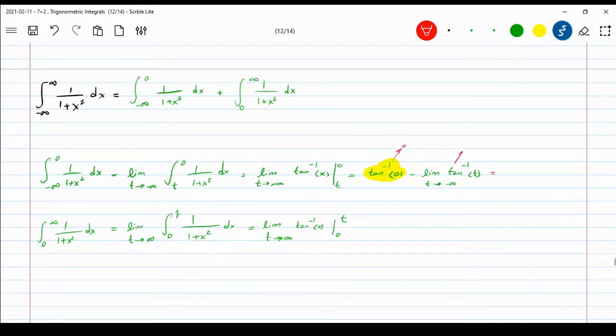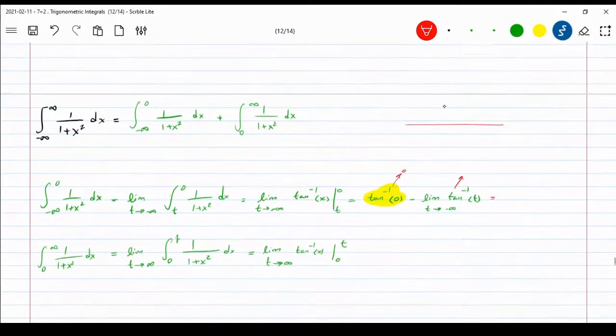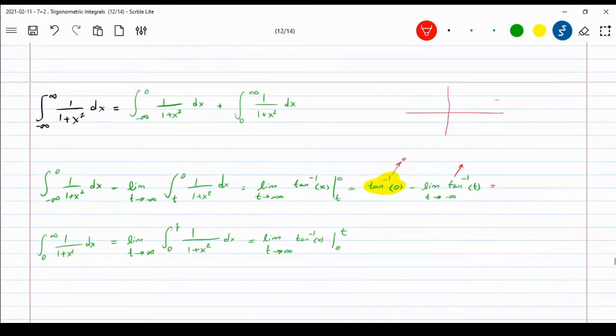So this would be tan inverse of negative t as t approaching negative infinity. If you don't remember, draw the tangent. Here is the tan inverse. If t is approaching negative infinity, what is the corresponding y value approaches to is negative pi half. And on the other side, you would have positive pi half. So this is negative pi half. So what you get is 0 minus negative pi half, which results in pi half.